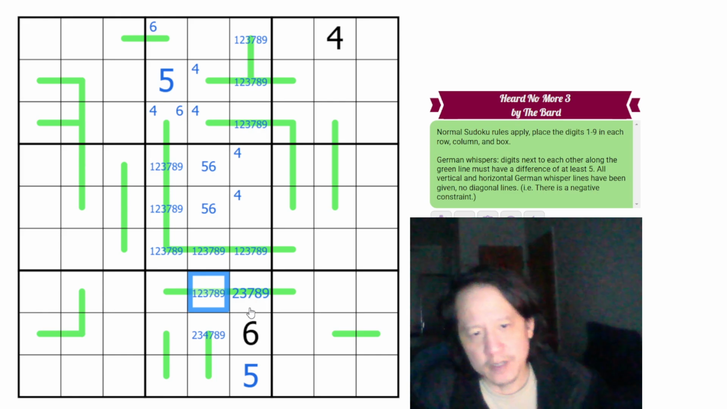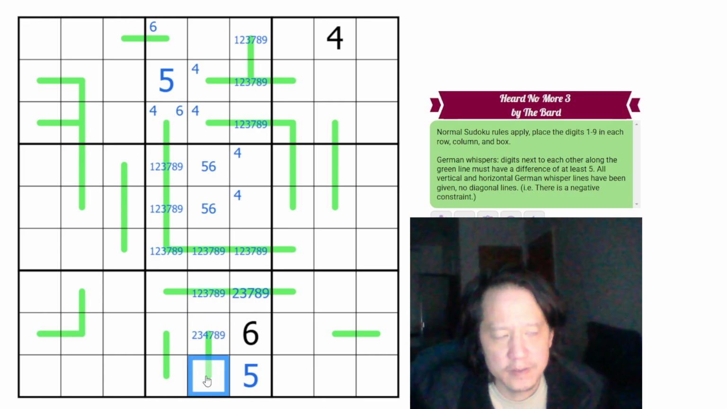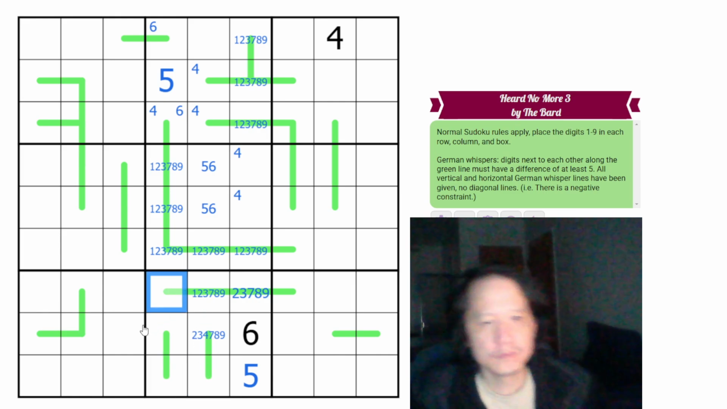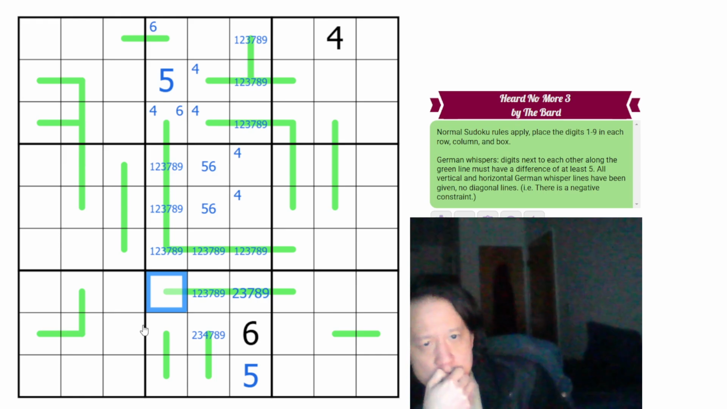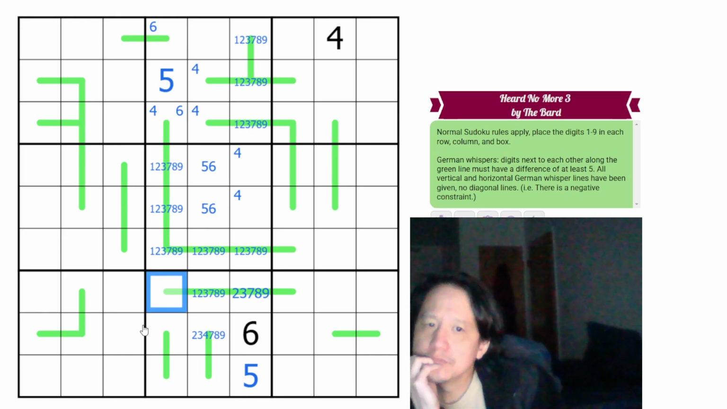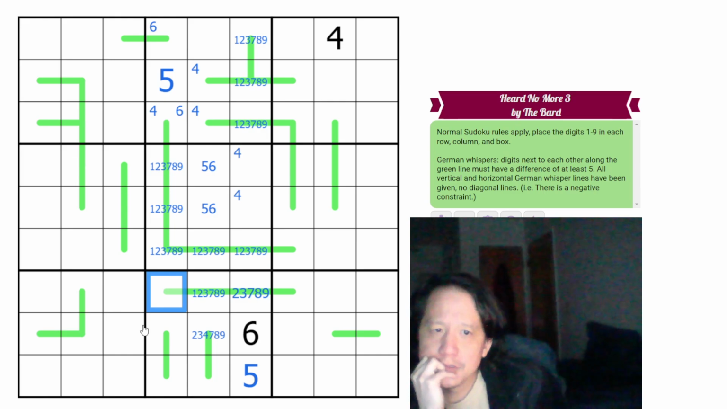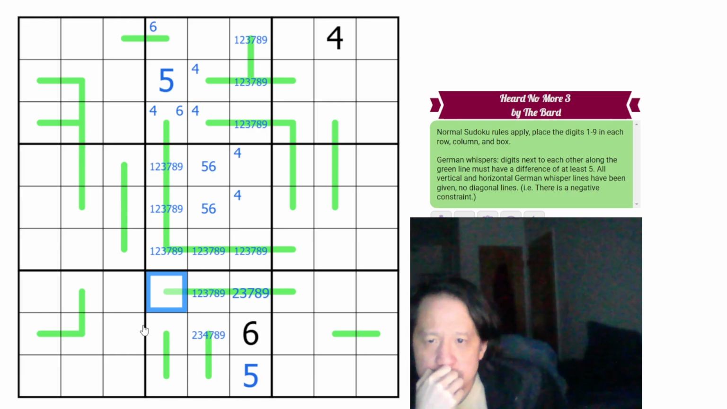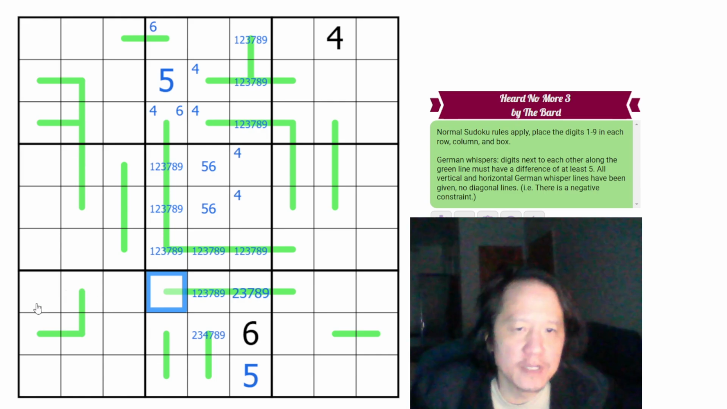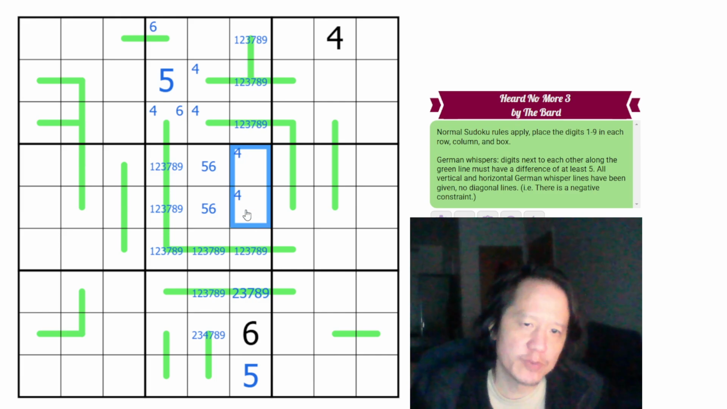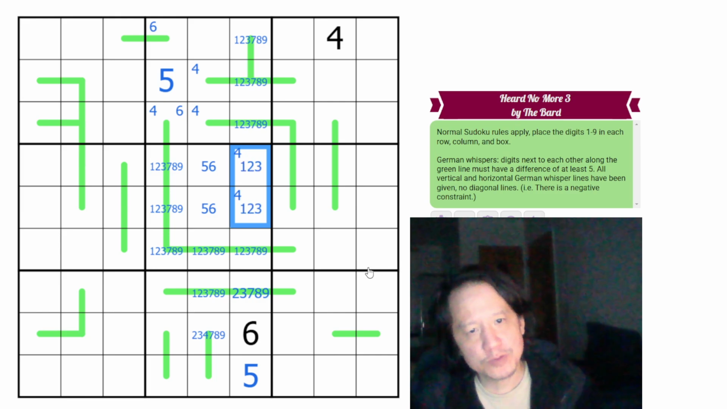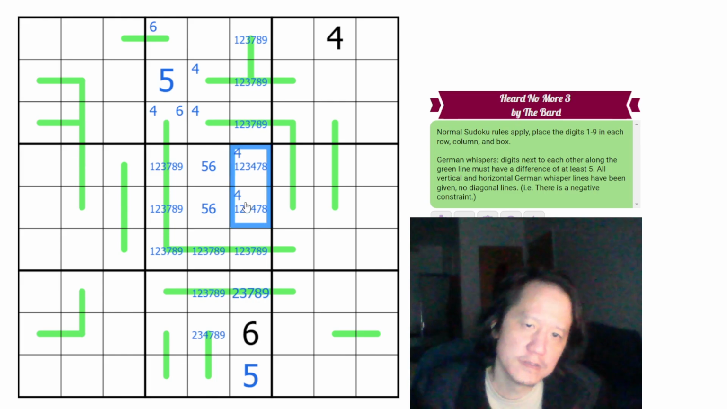This is 1, 2, 3, 7, 8, 9. So obviously 9 cannot be one of these two cells here, because then there would have to be a German whisper line in these two cells, because 4 would be next to a 9. So this has to be 1, 2, 3, 4, 7, 8. So 9 is not one of these two.